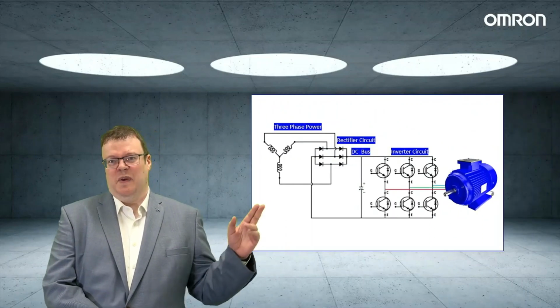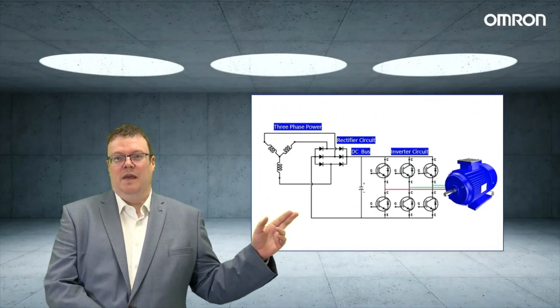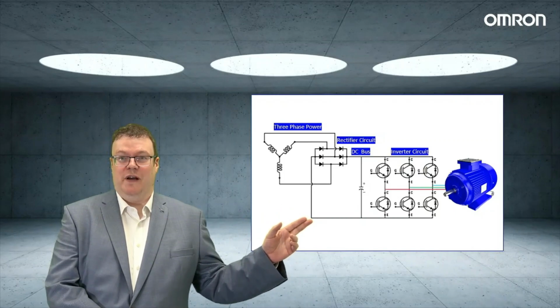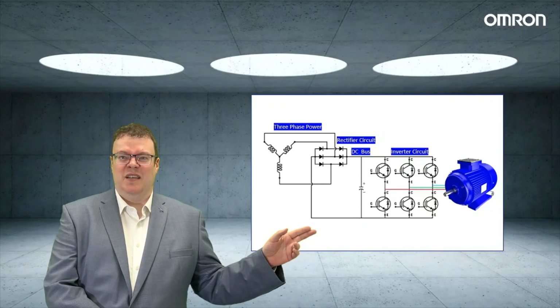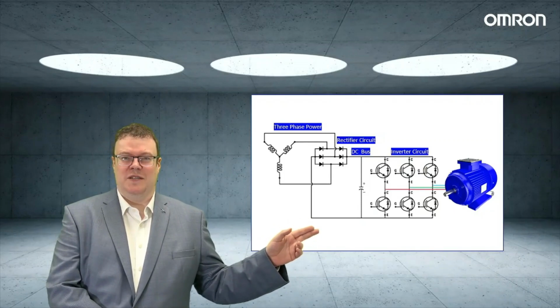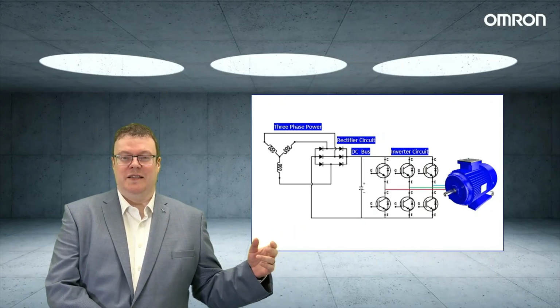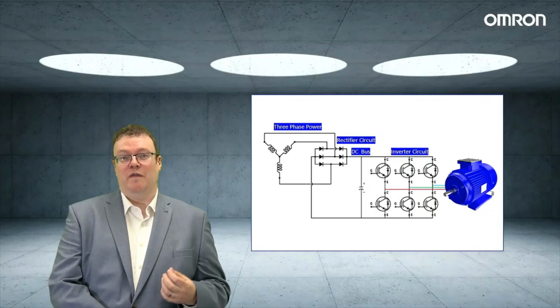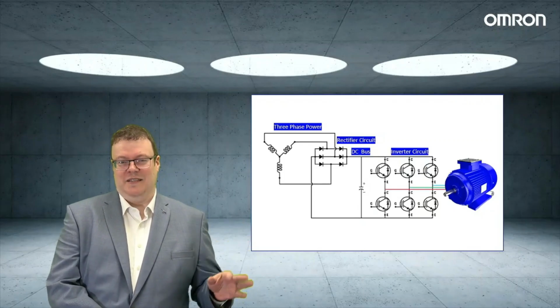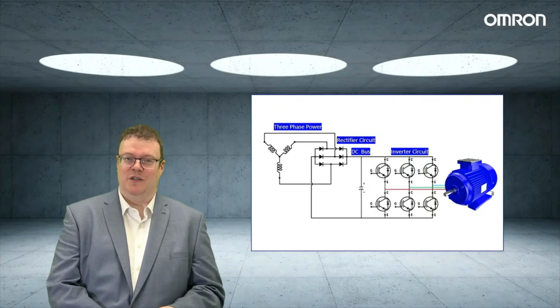So we can see up here we have the AC power coming in. This is fed into a DC bridge rectifier, which converts the AC into DC. It then travels along the DC bus and is fed into a series of transistors. These are called IGBTs. Think of these as very fast electronic switches. And these are what are switching on and off very, very quickly to give us that AC sine wave to drive the motor and control its speed.